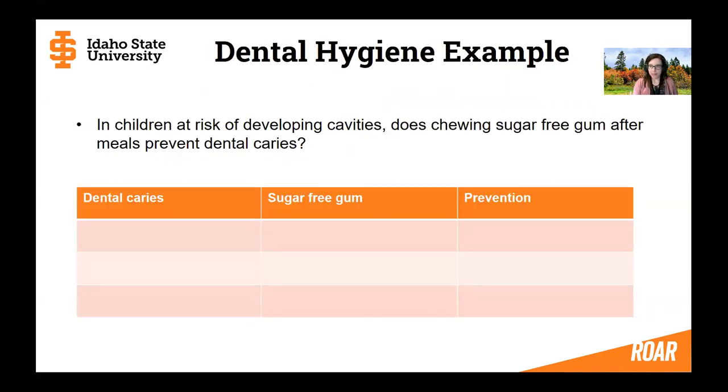So here's what I mean. Assuming I'm a dental hygienist, I'm going to do a medical literature search on the question: in children at risk of developing cavities, does chewing sugar-free gum after meals prevent dental caries? Dental caries is just another word for cavities, right? When I look at this question, I use the PICO method to identify searchable concepts. The problem is dental caries, the intervention is sugar-free gum, and the outcome we're looking for is prevention. That gives me 3 strong searchable concepts.